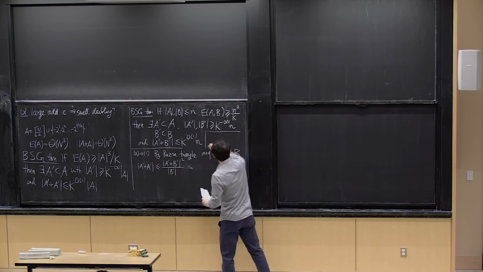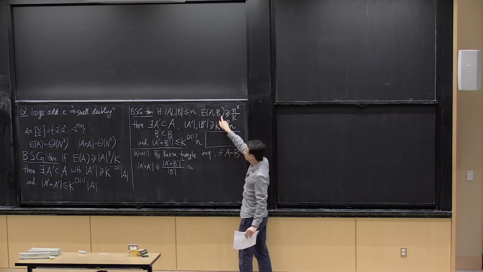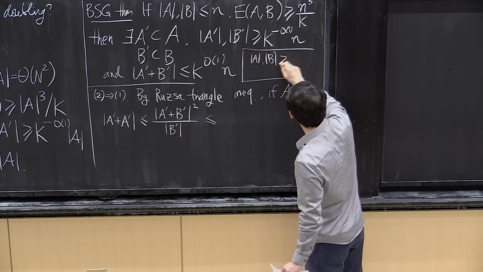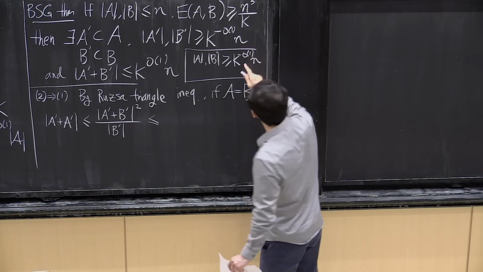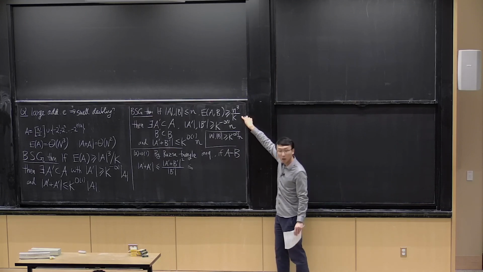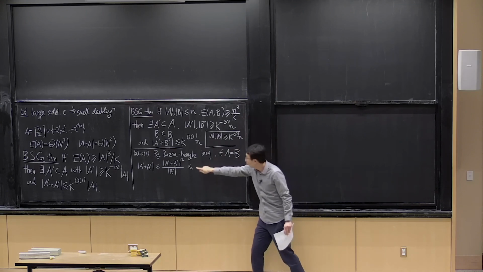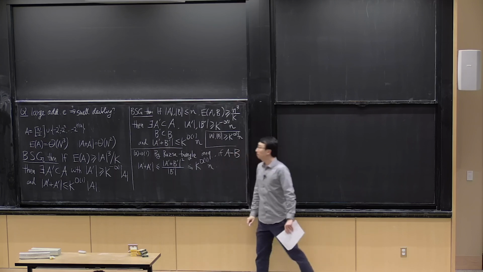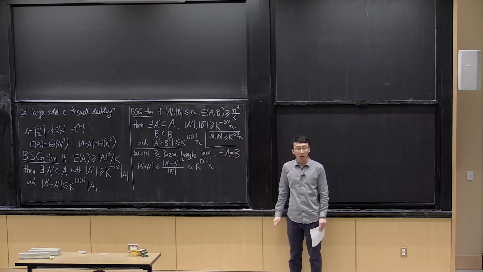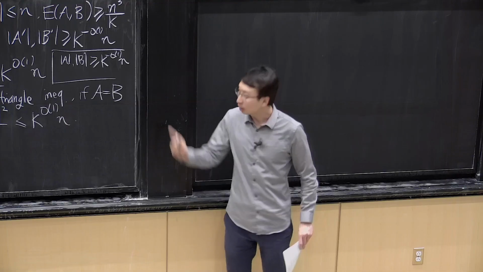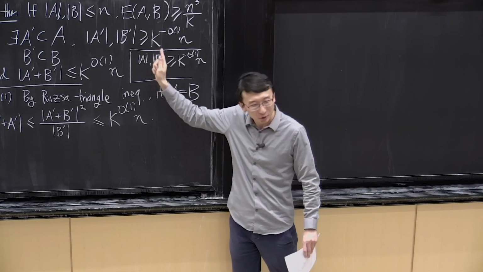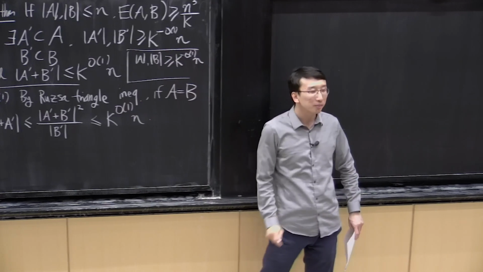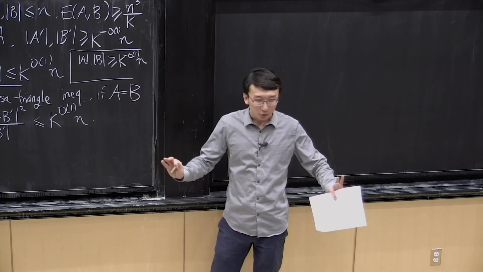Remember, to get this hypothesis, we automatically have that the sizes of A and B are not too much smaller than n, or else this cannot be true. So putting all these estimates together, we get that. So these two versions are not necessarily equivalent, but the second version implies the first. The second one is stronger. The first one is slightly more useful. Any questions?